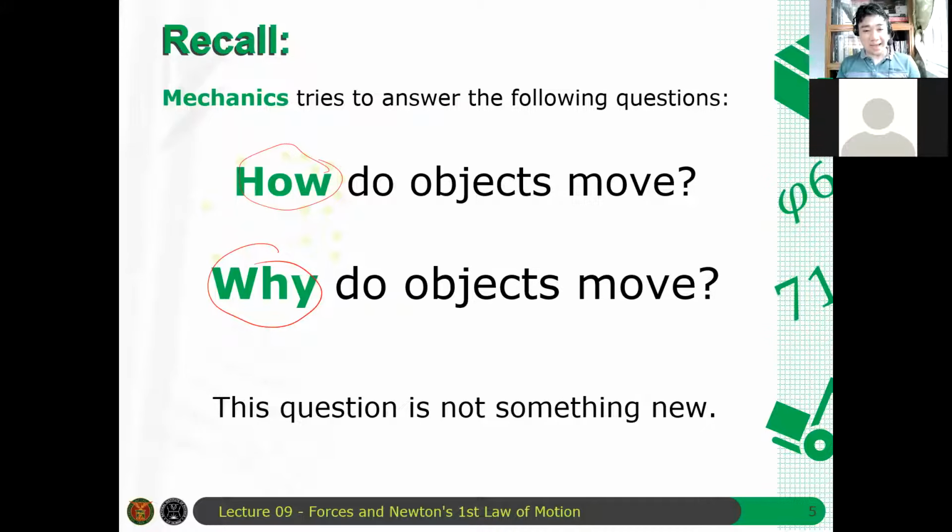So again, this question is not something new. It's one of the most fundamental questions that were asked even thousands of years ago by, for example, the Greeks. The Greeks had many questions about life. So we discuss it. Okay.